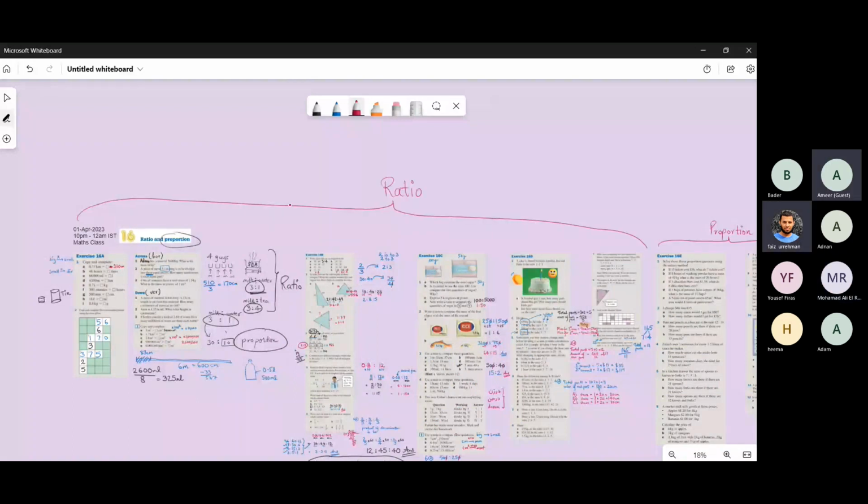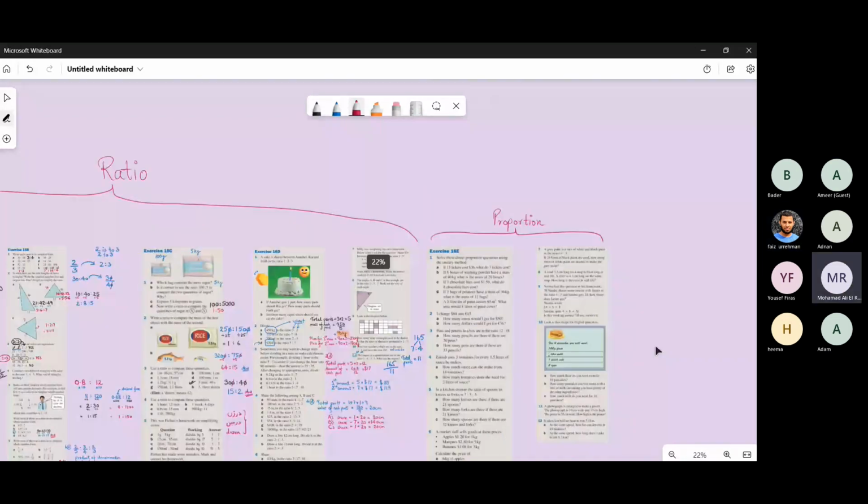Okay. Now let's deal with proportion and then we are done for today.